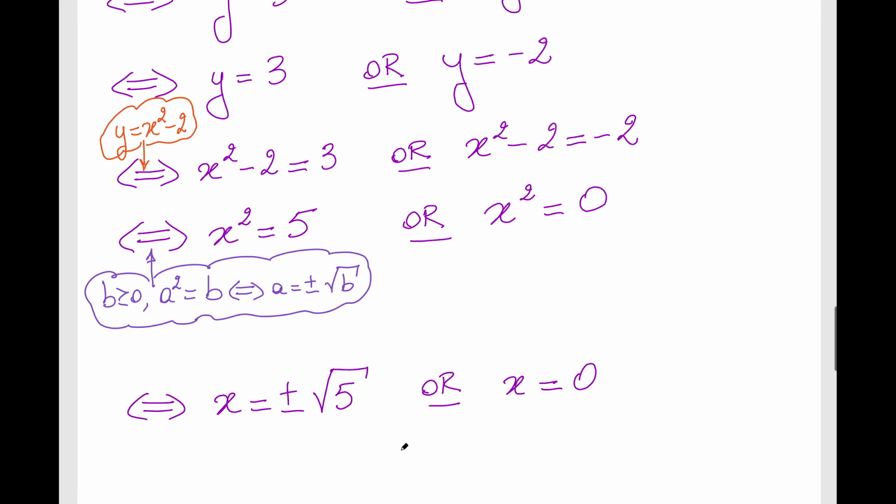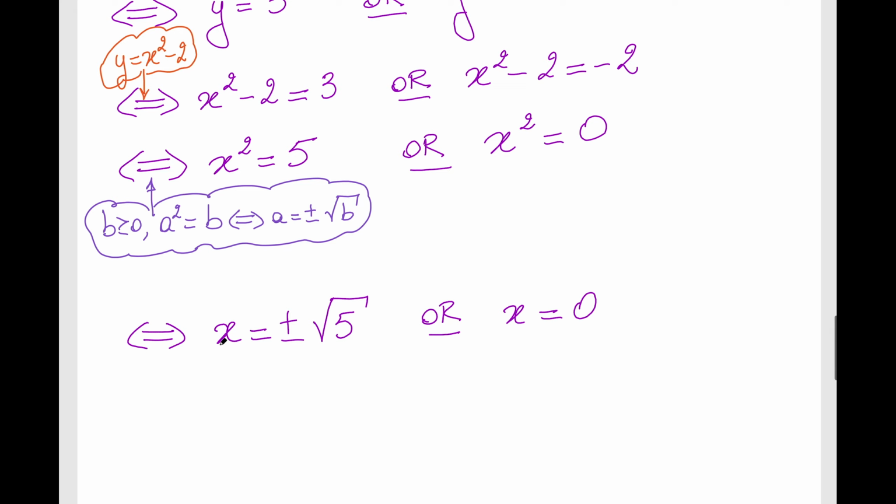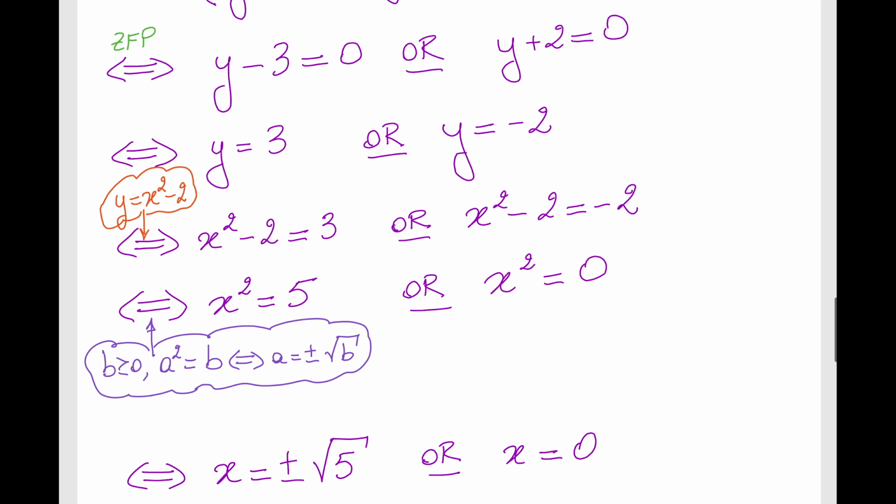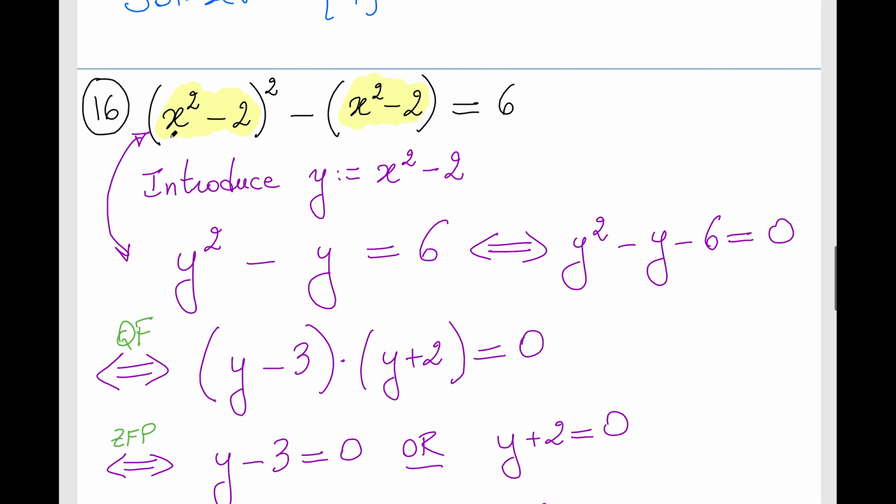Make sense? Okay, so what do we get at the end of the day? We get three solutions, plus or minus square root of 5 and 0. So the solution set is minus square root of 5, plus square root of 5, and 0. So this triplet is the solution set of the equation that we see in black here, right?